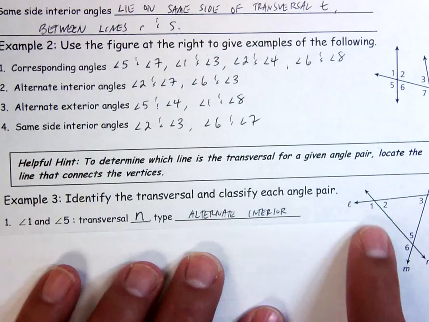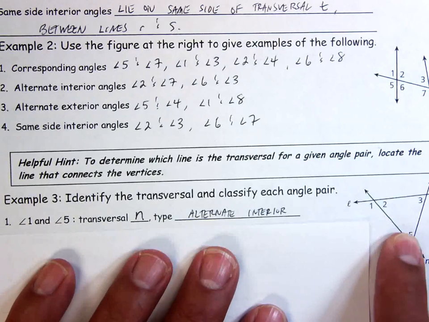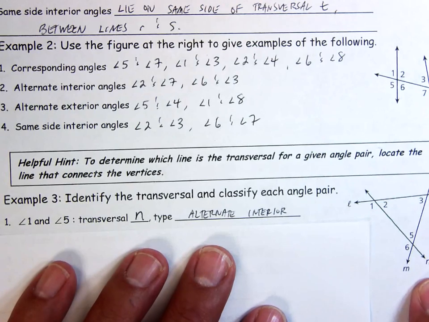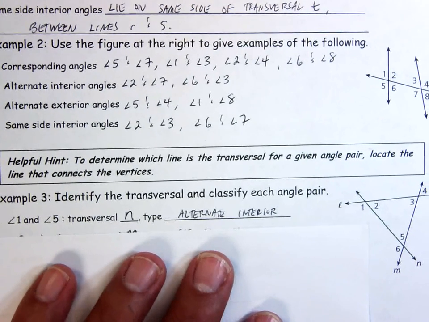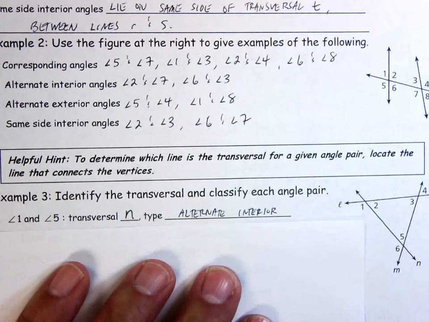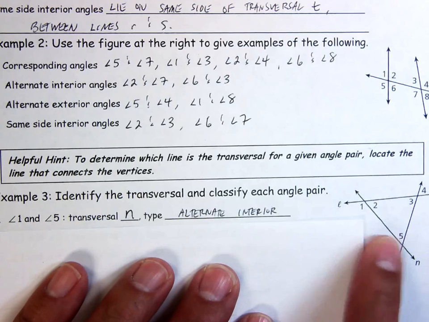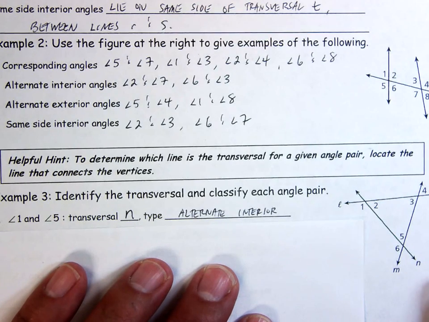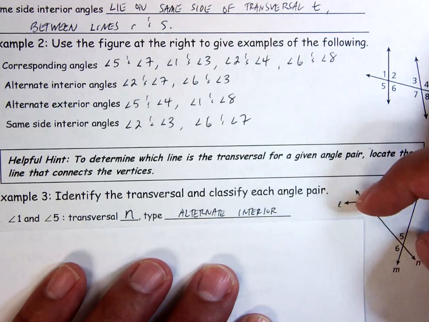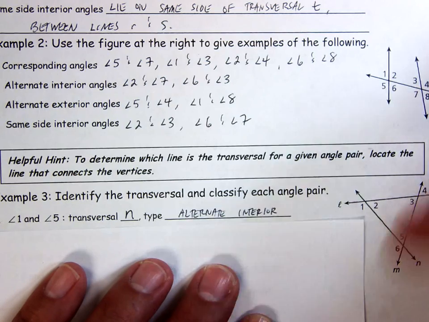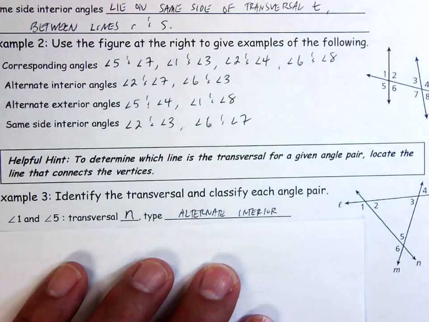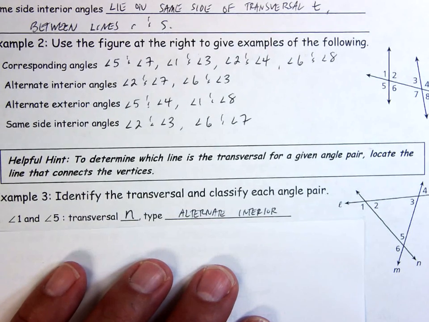There's angle 1, and there's angle 5. What is the line that connects both of the vertices? Again, I think you'll see that it's line N. So that's what I got. My transversal is line N. Now, what kind of angles are they? Angle 1 and angle 5. They are on opposite sides of my transversal, on opposite sides of N. One's on this side, 5's on this side. And they are both in between lines L and M. So those are alternate interior angles. Again, now's a good time to pause it, check yourself, try doing the next 4, and then check your answers against mine.